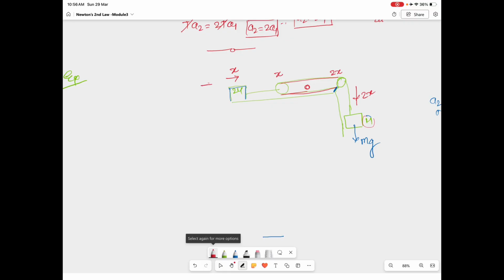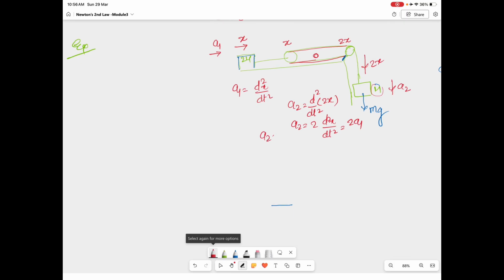So if it has an acceleration A1 here, and here it is an acceleration A2. I can write A1 is nothing but d2x by dt square, and A2 will be times 2x. So A2 can be written as 2 times d2x by dt square, which is nothing but 2 times A1. So A2 will be nothing but 2A1.